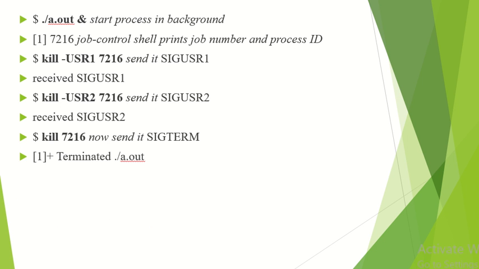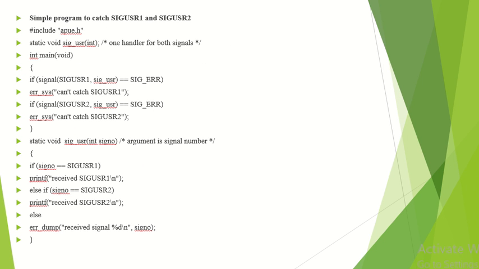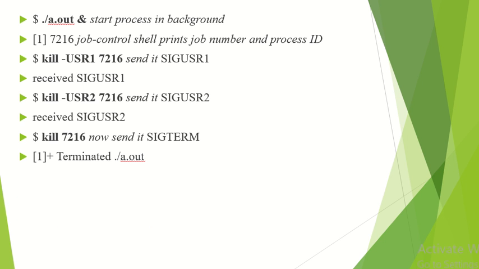Let's see the output. We run this program by executing ./a.out, which is an executable file. It starts the process in the background. Let's see, 7216 means the job control shell prints the job number and process ID. The background process has that job number and process ID, so 7216 is here.